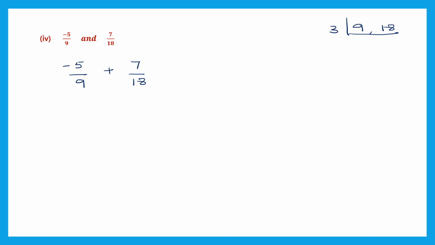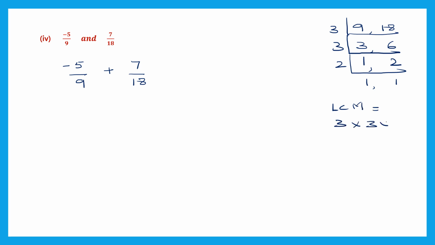So let's start with 3. 3 3s are 9. 3 6s are 18. Continue with 3. 3 1s are 3. 3 2s are 6. Now we'll use 2, 1 and 2 1s are 2. So what is the LCM? LCM is 3 into 3 into 2. 3 3s are 9, 9 2s are 18. So we've got 18, which is our LCM. So we're going to use 18 as a common denominator here.